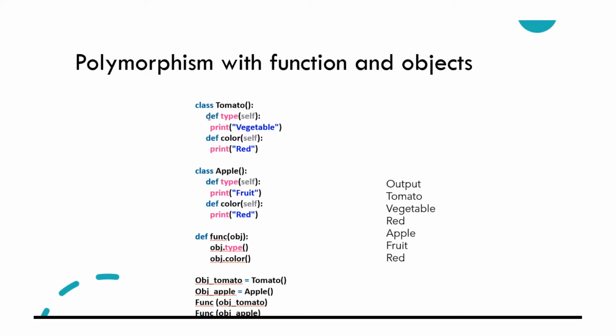Okay, so here we are defining a class tomato. Okay, tomato is a class. In this class we have some functions. In the Python language, if you want to create any function, you have to make use of the def statement. Using def only you are able to create any function. So here we are creating a function. That function name is type.